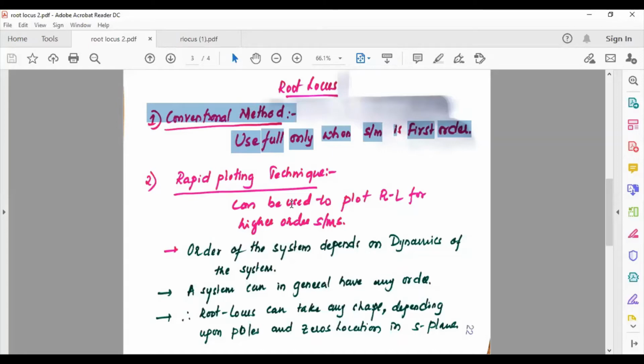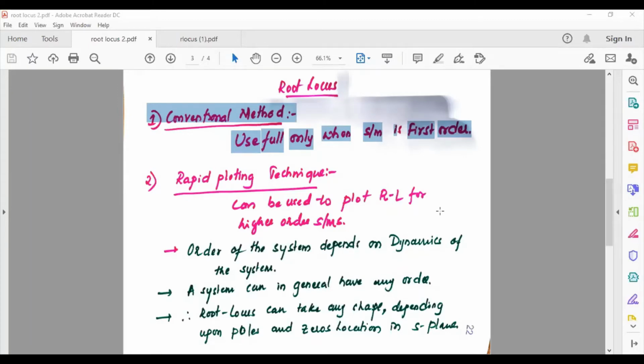Obviously, if you have a mass spring damper, then the order of the system is 2, you can say. And if you have, say, only a damper and a spring, then the order of the system is 1. So it depends on the dynamics of the system. Order can vary. A system can in general have any order. So there is no limit on the order. Okay, a system can have any order depending on its dynamics.